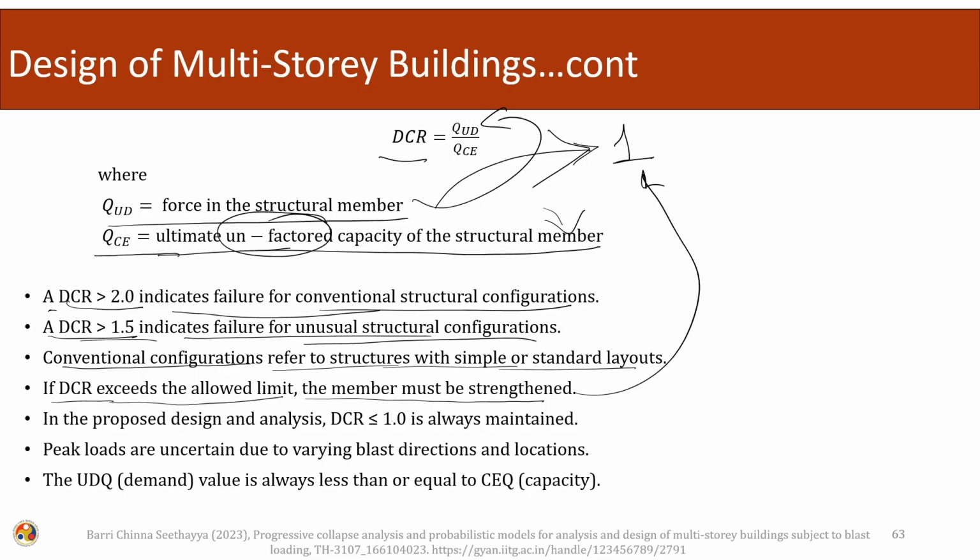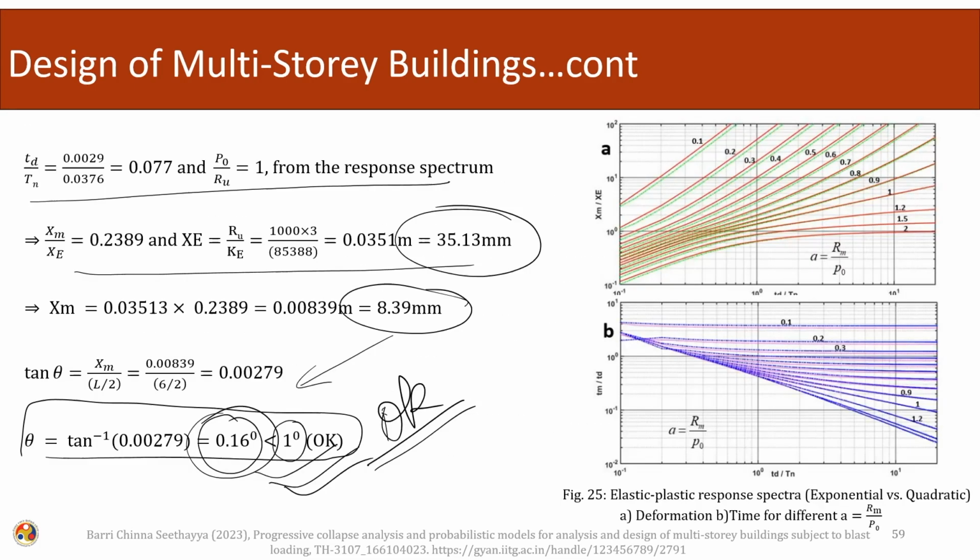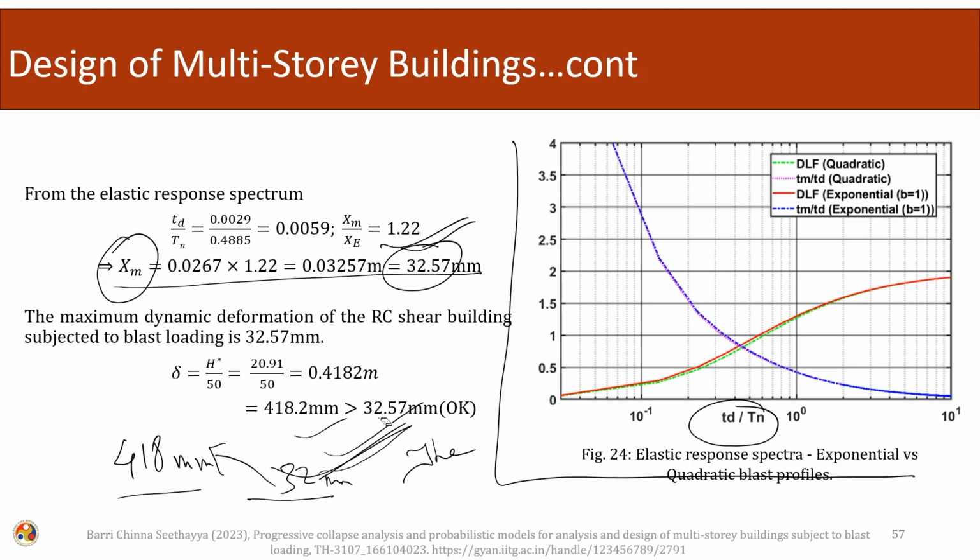In the proposed design analysis, whatever we are doing, we are always trying to keep the DCR less than 1, so that our members are not overstressed, or the actual forces coming to the member are less than the design capacity of the system. This was evident in the analysis also. Here the allowable capacity was 418, but the actual value is 32 only. It means that if we compare the forces in the system to the strength of the system, our DCR will be less than 1.